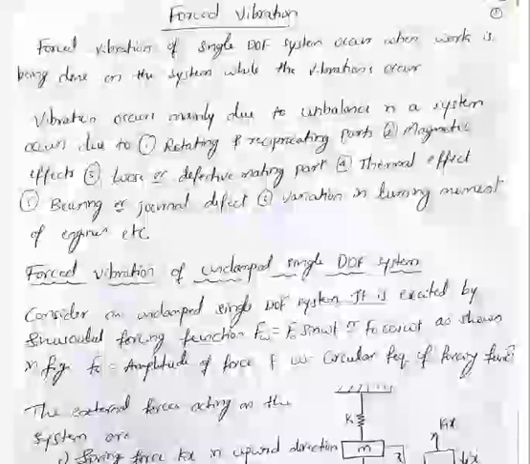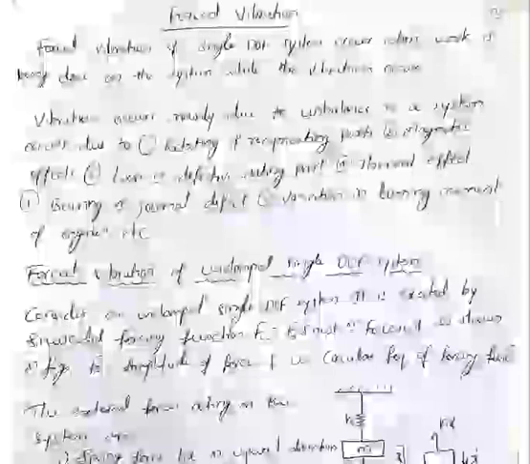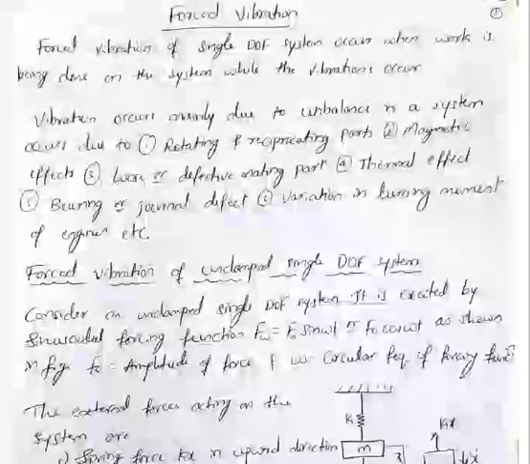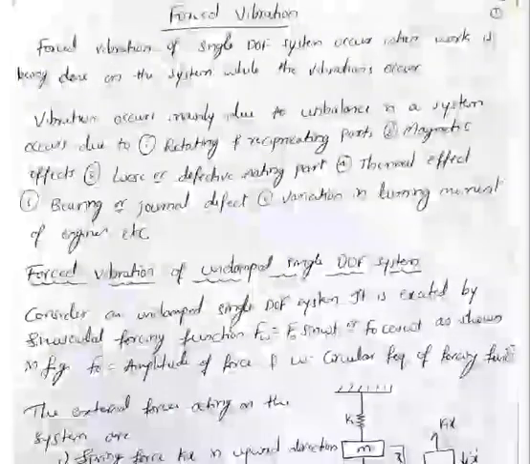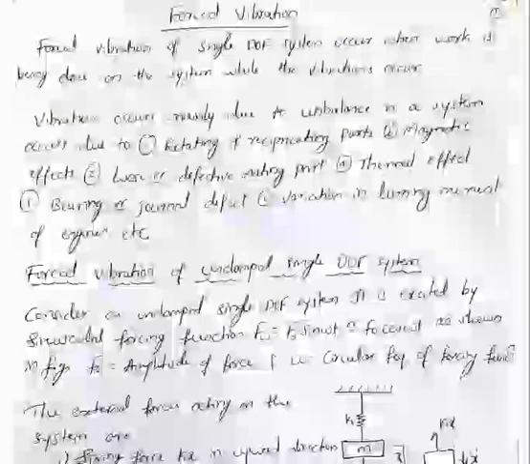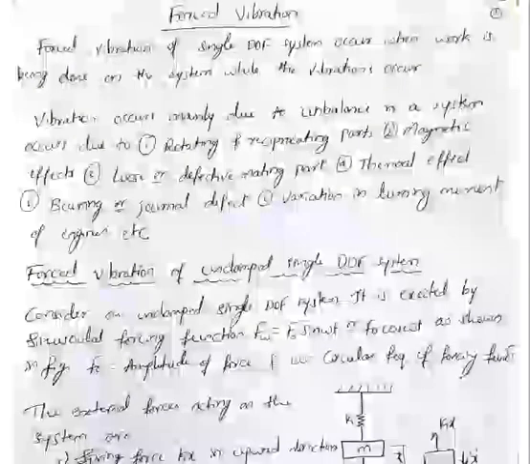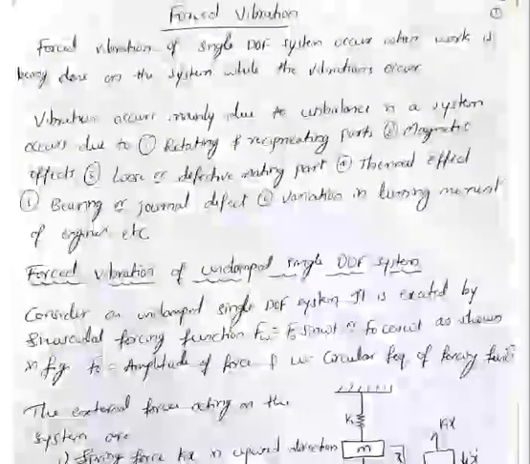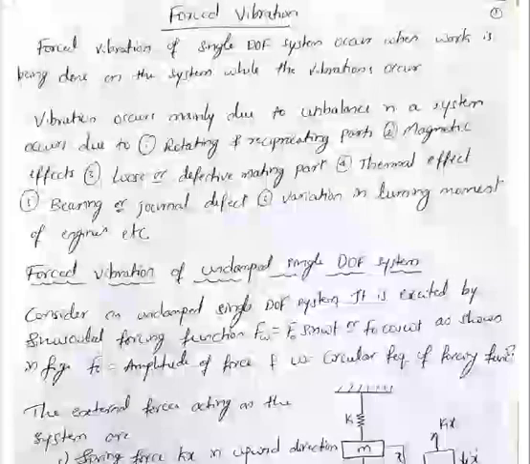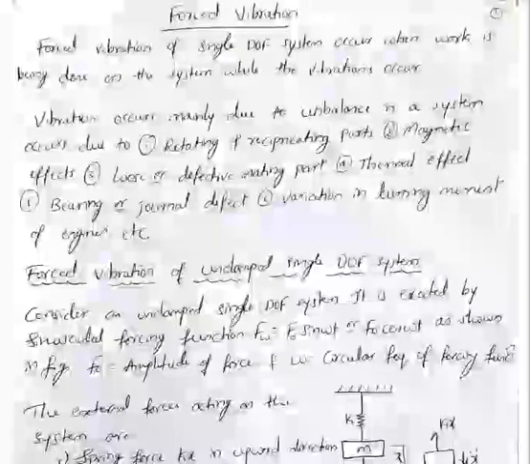Today we'll start with the fifth module, and that will take up the forced vibration section. Basically, the forced vibration of a single degree of freedom system occurs when work is being done on the system while the vibration occurs. That is, a mechanical or structural system is often subjected to external forces. Those external forces may be harmonic or non-harmonic, periodic or non-periodic, but having a defined form or random form.